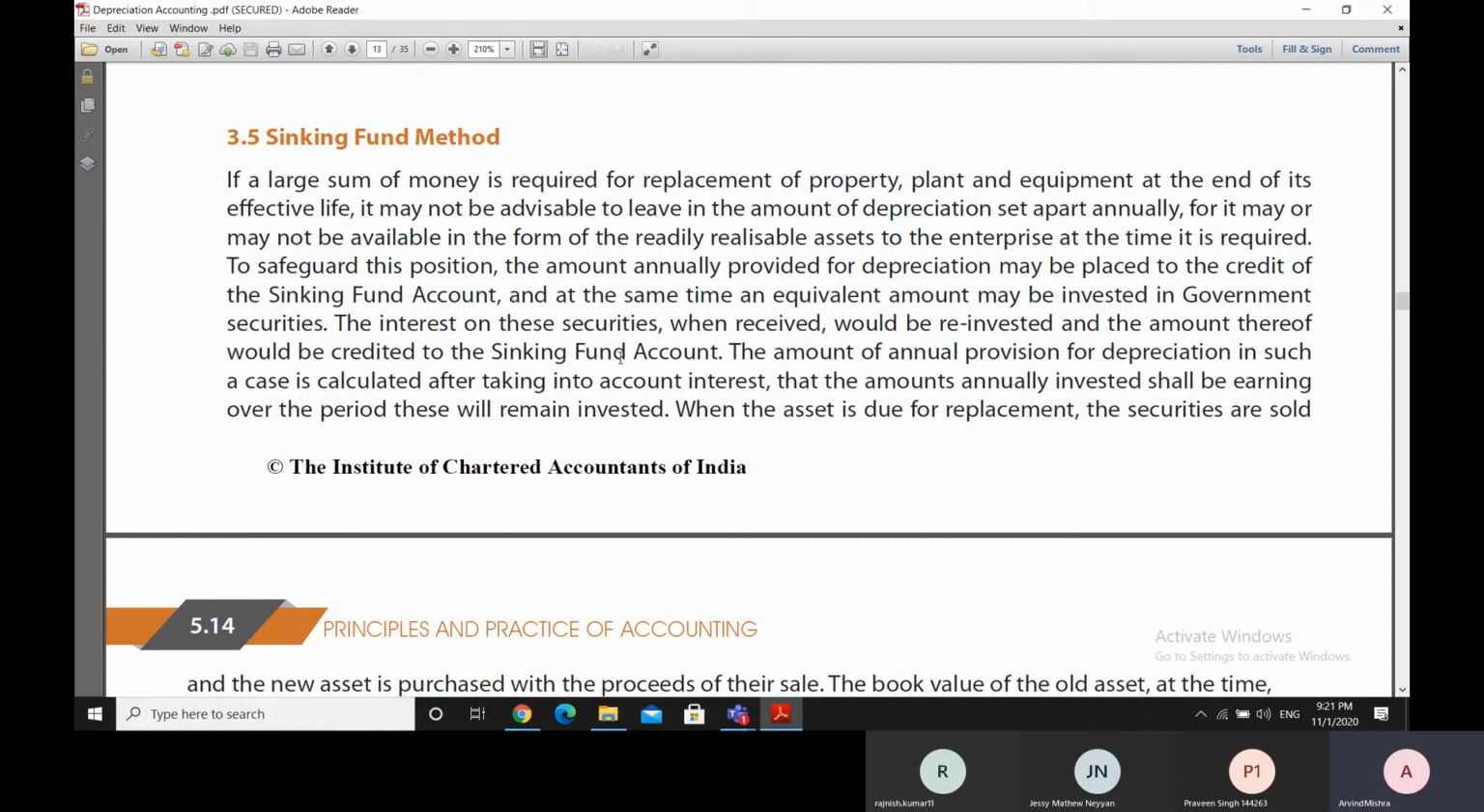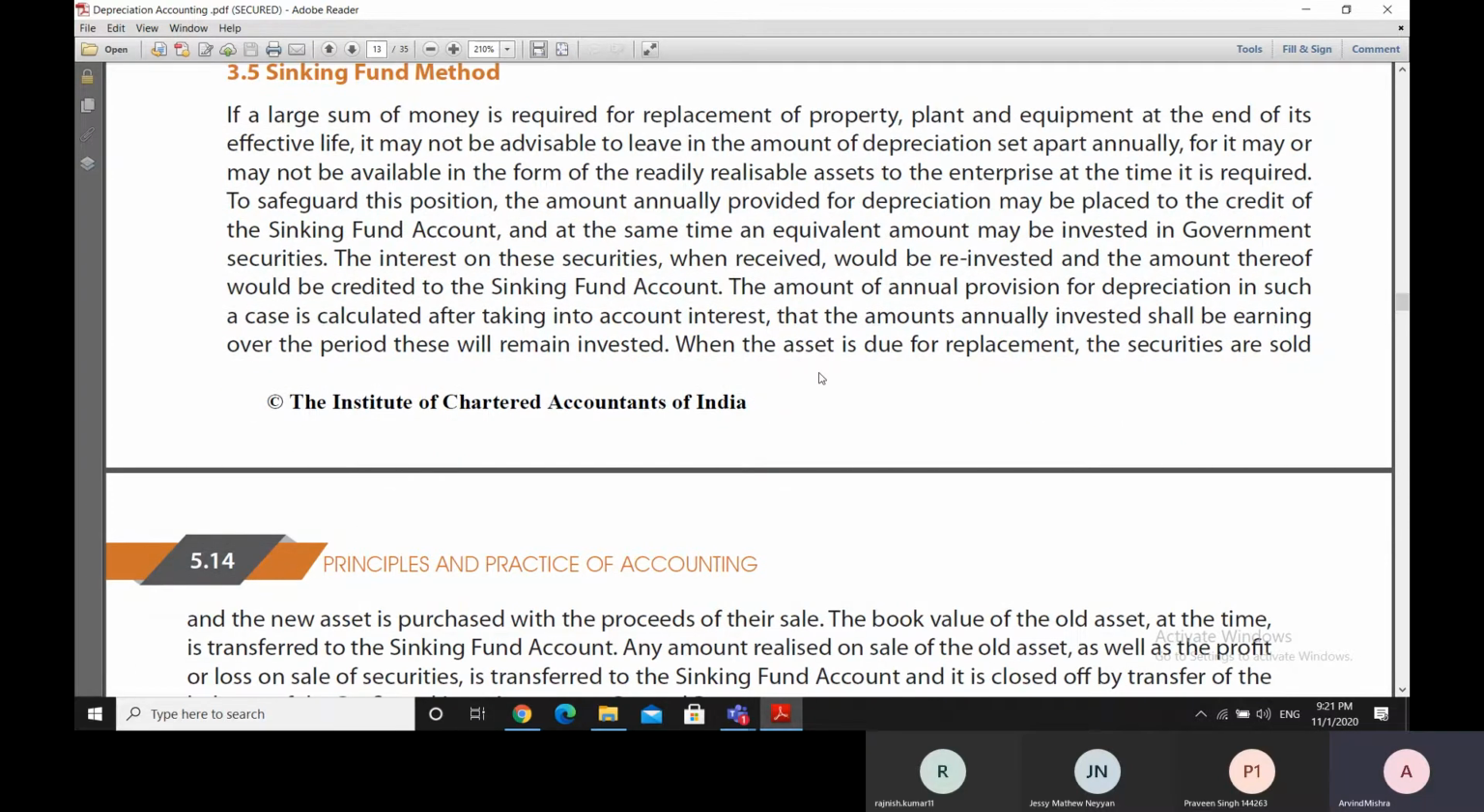Now, once these securities are invested, the interest that we receive on these securities, whenever received, would be again reinvested, and that amount would also be credited to the sinking fund account. So we are investing an initial amount or an annual amount into the government securities. Whatever interest we are getting on those government securities, that also we are investing into the government securities and crediting to the sinking fund account. So thereby the sinking fund account will keep on growing, and at the same time our investment in the government securities would also keep on growing.